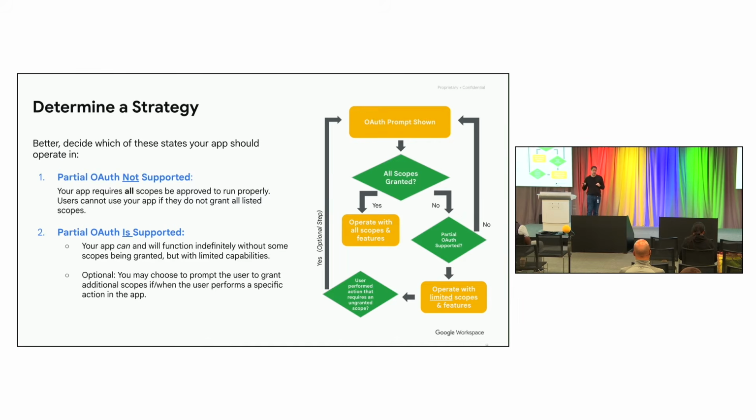And now I have an option to actually show them a prompt. It seems like you're trying to access Calendar functionality. This app does not support that functionality. Would you like to grant access to that now? Right? And that's what we would do in this last step here, where the user performs an action that requires an ungranted scope, and now we show them the prompt to either approve all scopes or just the specific missing ones.